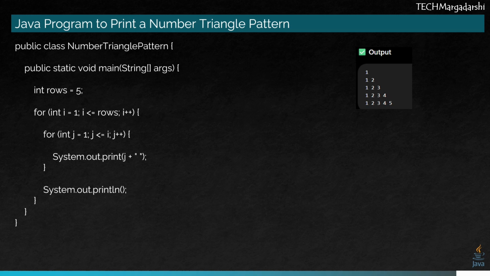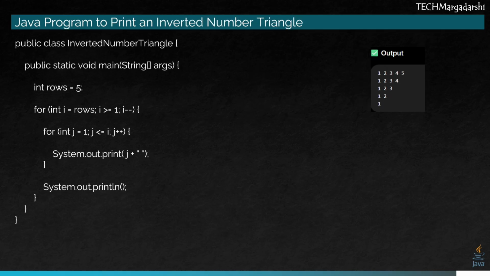The inner loop starts from 1 and runs up to the current row number, which determines how many numbers are printed. This program is a great way to understand nested loops and build a strong foundation for more advanced number patterns in Java. Now, let's learn how to print an inverted number triangle in Java.